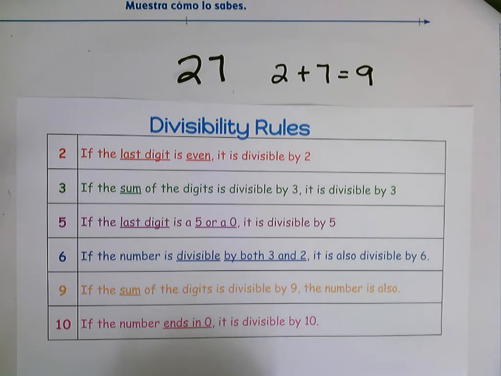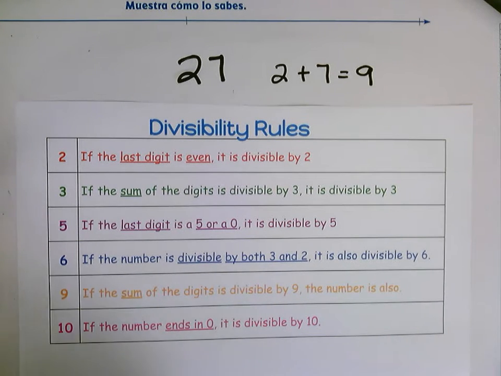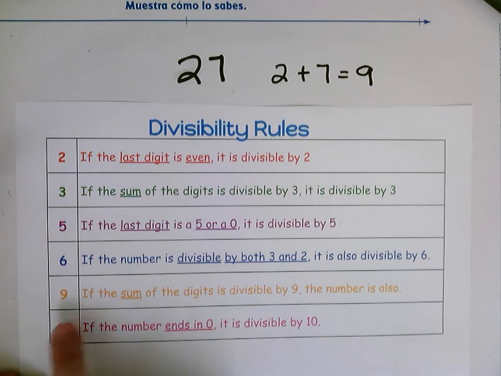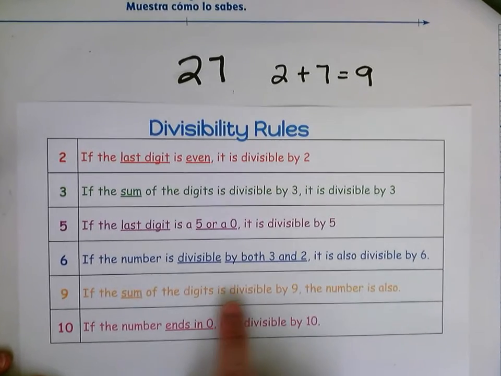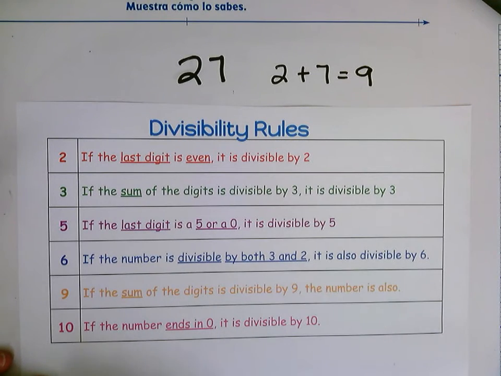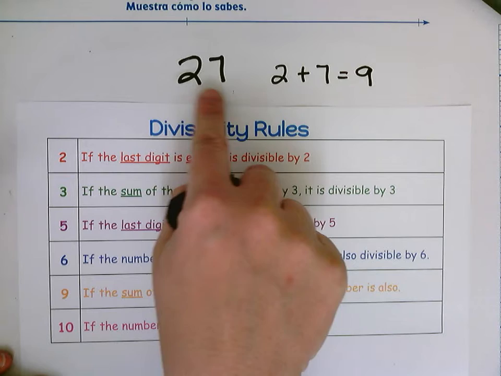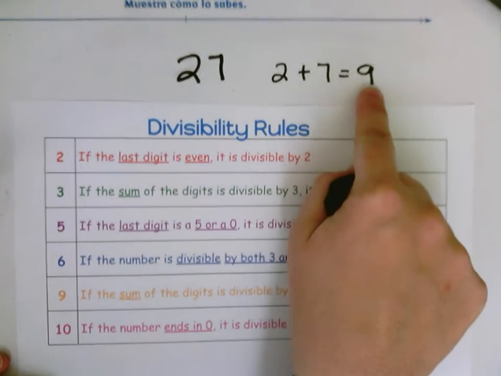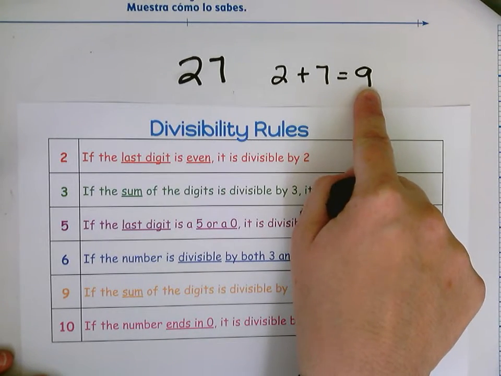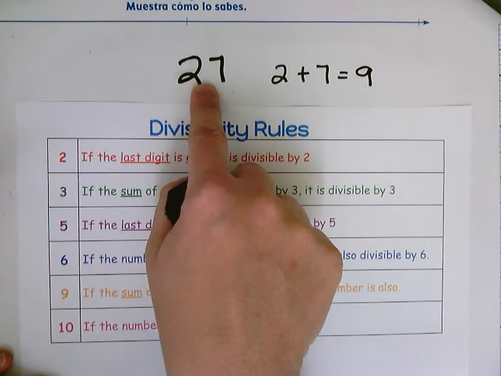So if you've already gone through your factors and 2 and 3 are also factors, 6 will be a factor as well. 9 is very similar to 3. If the sum of the digits is divisible by 9, then the number is also divisible by 9. So let's look at 27 again. 2 plus 7 equals 9. So 9 is also a factor of 27.